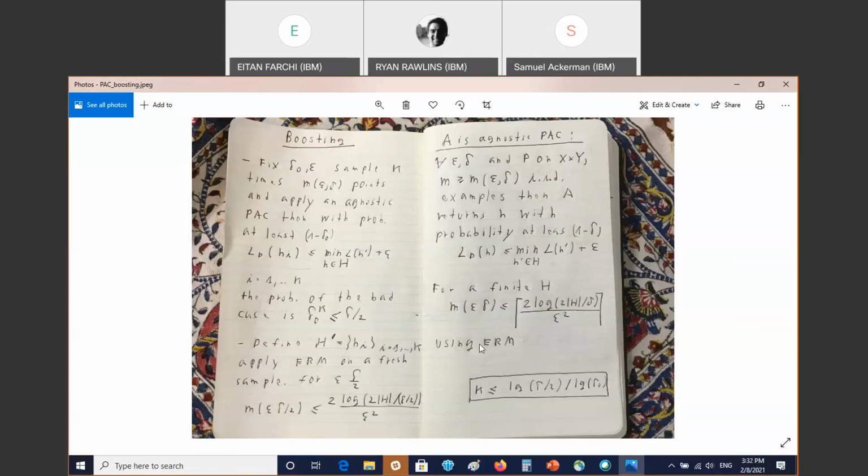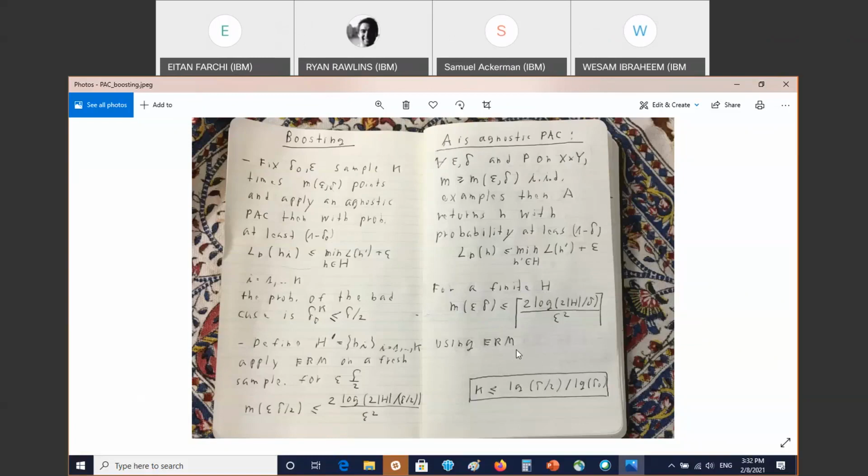Now, one of the things I mentioned last time is that for a finite hypothesis set, ERM enables learning. ERM simply means that we choose, out of the hypothesis set, the hypothesis that minimizes the loss on the training set.